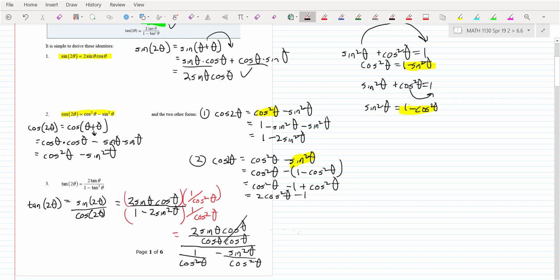Okay, that crosses out. That would be 2 tangent theta, and that's what I'm looking for, so I got that. However, that's kind of screwing up there, so that does not make any sense. I don't think I did anything wrong.